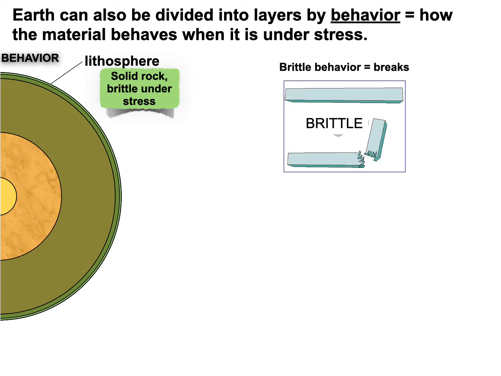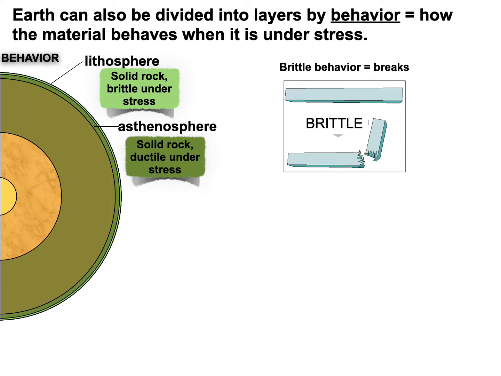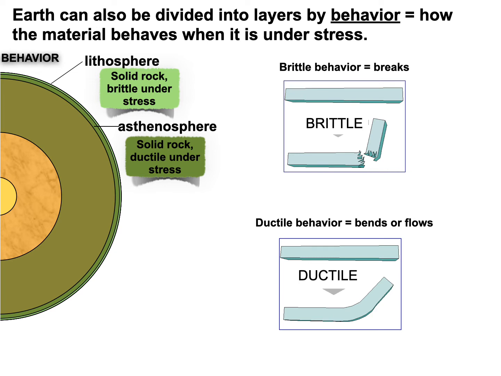The layer below the lithosphere is the asthenosphere, which is the uppermost layer that's solid rock but is also ductile under stress. Ductile means that the material or substance bends or flows when it's exposed to stress. Ductile sometimes is thought of as mostly a liquid kind of behavior, but a lot of solids under the right conditions actually behave this way, and that's the case with the rock of the asthenosphere.